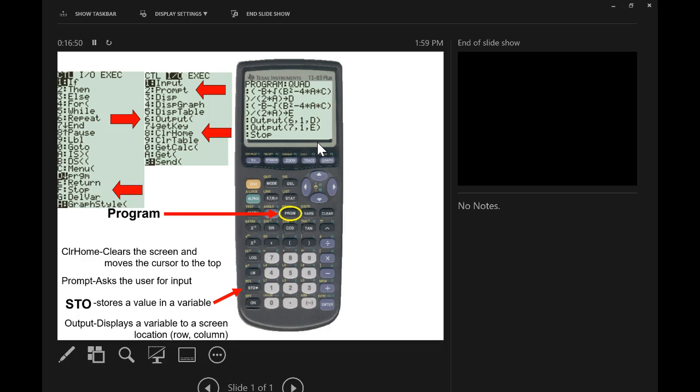If your program happens to get deleted, if somebody clears your calculator, or if it runs out of batteries and the memory gets erased, I'll post this PowerPoint to PowerSchool, and the video that we just walked through, and you should be able to redo that.